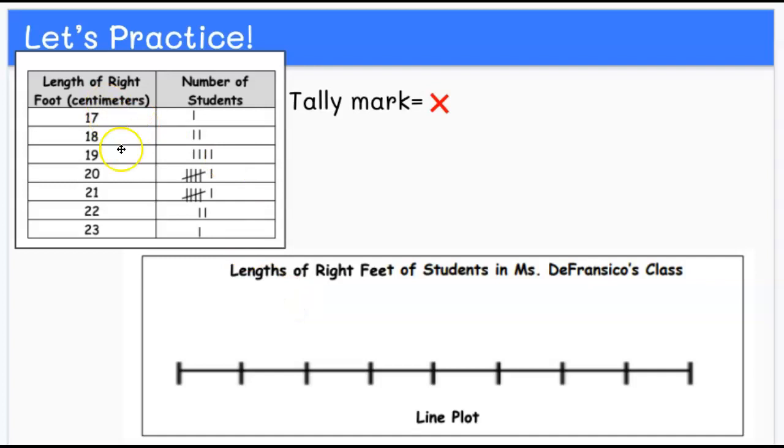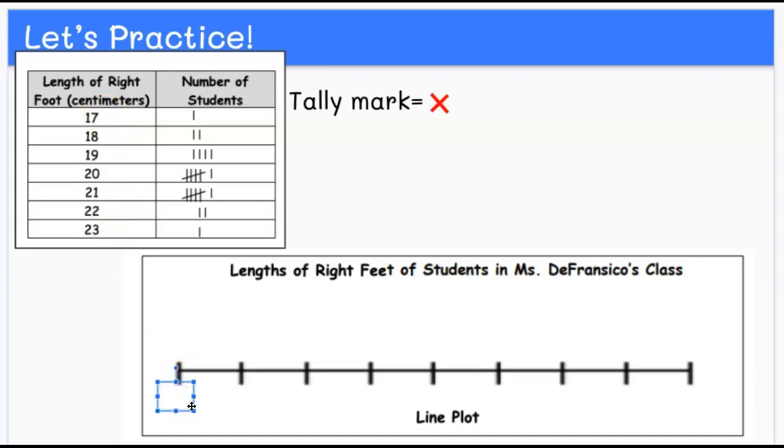Okay, so this one's a little bit different because it doesn't start at 0, it starts at 17. So the first thing I need to do is draw my line plot. I drew that. I wrote the title. This one says length of right foot. So they measured people's right foot in Miss DeFrancisco's class. So some students had a 17 centimeter foot, some students had a 23 centimeter foot.